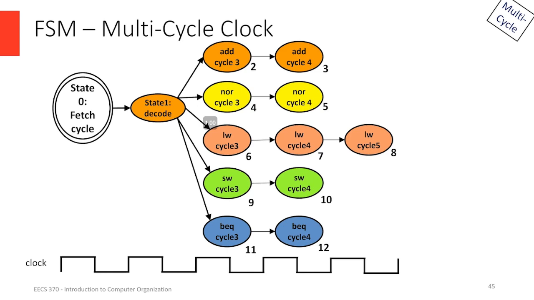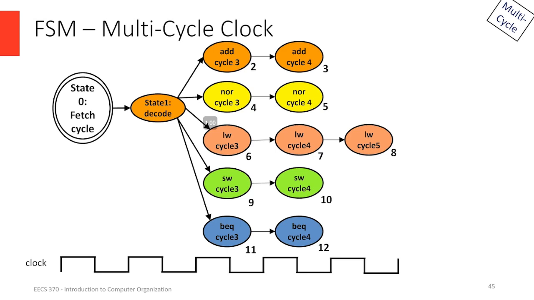Now, I've got a picture of a clock at the bottom, just the rising and falling clock. And it's supposed to be more or less synchronized as well as I can get it by drawing these by hand. For each of these, state 0 represents a clock cycle, state 1 represents a clock cycle, states 2, 4, 6, 9, 11 represent a clock cycle, and so on.